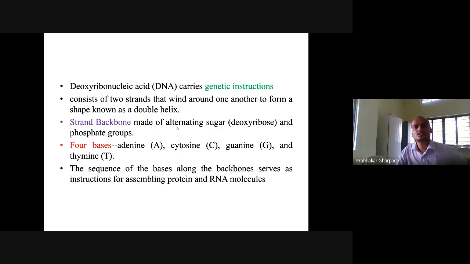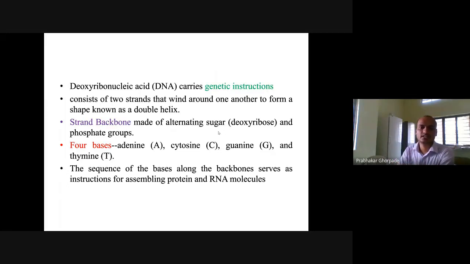So deoxyribonucleic acid carries the genetic information. Everybody knows that DNA has a role as genetic instructions. Information from parents to the children is passed via this deoxyribonucleic acid, DNA. It consists of two strands that wind around each other to form a double helix. So already we discussed there is one strand, two strands, and now they are winding around each other, and they will form this double helix structure.